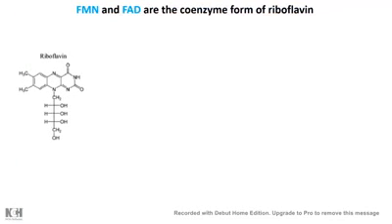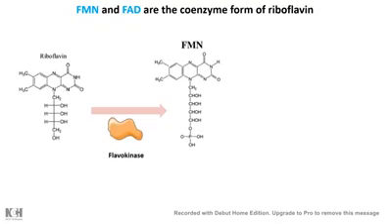Now, the active form of riboflavin is either FMN or FAD, so flavin mononucleotide or flavin adenine dinucleotide. First, flavokinase converts riboflavin to FMN. This is just a modification, as it's a kinase enzyme. It's just adding a phosphate group to the riboflavin moiety and forming FMN.